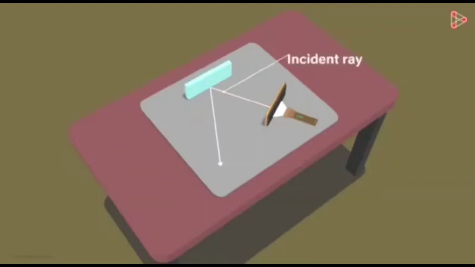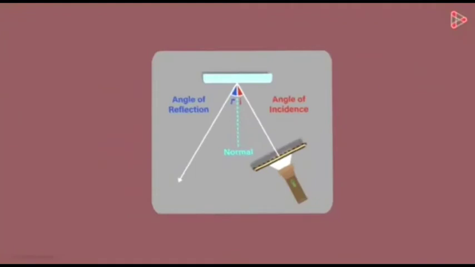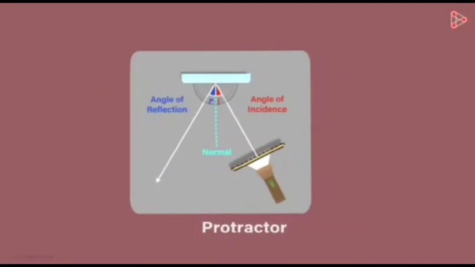Represent this light with the incident ray and reflected ray drawn on this white sheet of paper like this. Also draw a normal to the mirror surface. Remember, normal is a perpendicular line drawn at the point of incidence. What are these two angles called? This angle is called angle of incidence and represented by I, while this angle is called angle of reflection represented by R. Measure these two angles with the help of a protractor. The measure of the two angles will almost be the same.